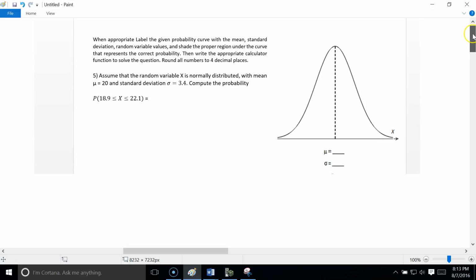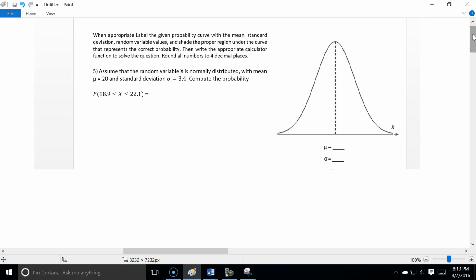Okay, moving on to question 5 now. Assume that the random variable x is normally distributed with a mean of mu equals 20 and a standard deviation of 3.4. Compute the probability that x is greater than or equal to 18.9 but less than or equal to 22.1. Okay, so first of all, we've got to go over to our distribution and label it as normal.